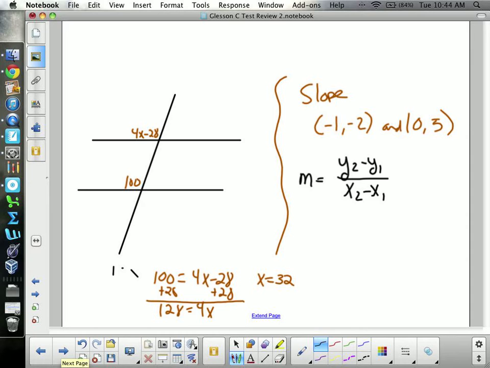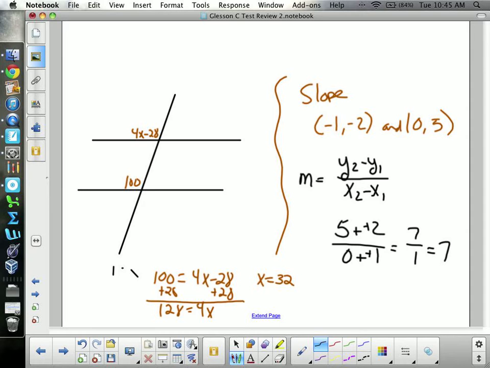So again, we have to be very, very careful with our negative signs. 5 minus negative 2 over 0 minus negative 1. It's plus positive, so it's 7 over 1. The slope of this line is 7. I hope you got that the slope is 7. Or 7 over 1.